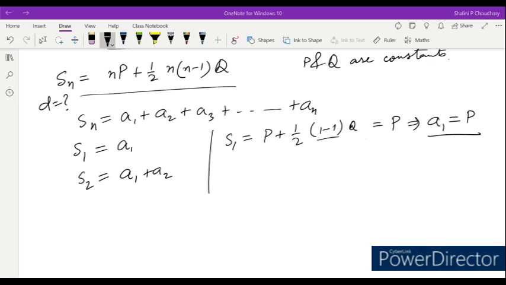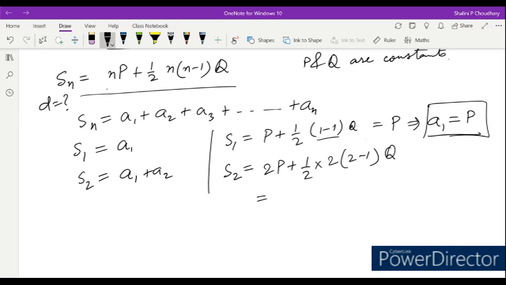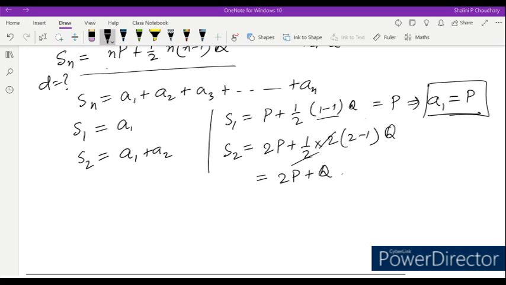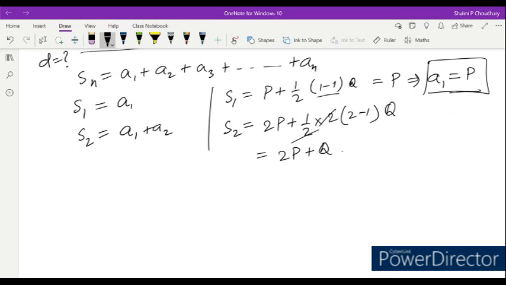Now it means we can say that A1, the first term, is P. Okay. Second term के लिए what we will do? S2 will be equal to 2 into P plus 1 upon 2 into 2 into 2 minus 1 Q. Okay, so what value will we get here? We will get 2P plus, ये cancel हो जाएगा, 2 minus 1 is 1, Q. It means A1 plus A2 के लिए we are getting 2P plus Q.